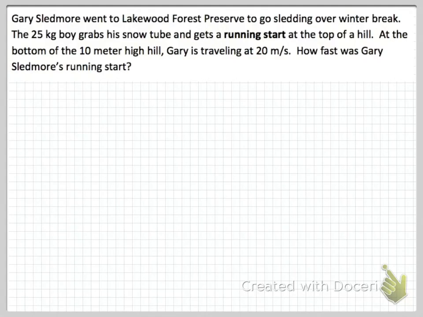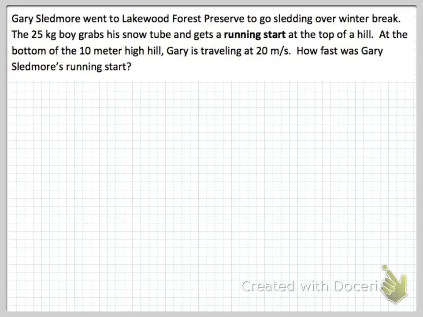We're going to take a look at a problem right off of the review sheet. It says Gary Sledmore went to Lakewood Forest Preserve to go sledding over winter break. The 25-kilogram boy grabs his snow tube and gets a running start at the top of the hill, which means we're going to have some kinetic energy at the top. At the bottom of the 10-meter high hill, Gary is traveling at 20 meters per second, so we're given the velocity at the bottom. How fast was Gary Sledmore's running start?